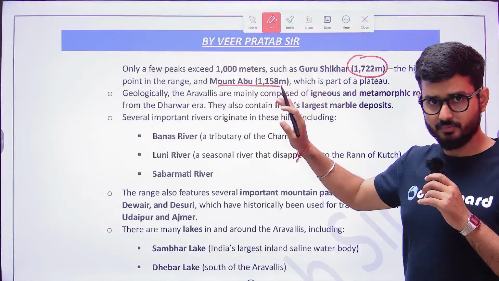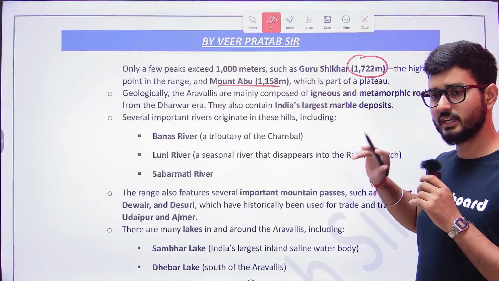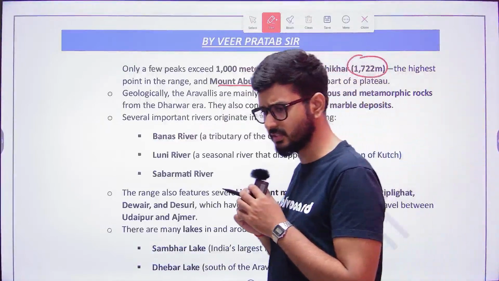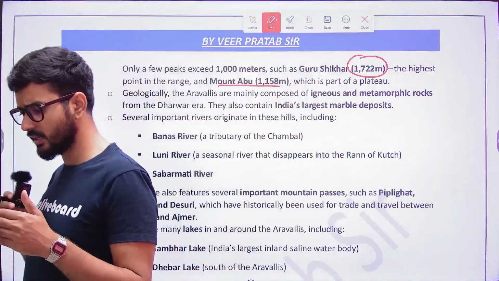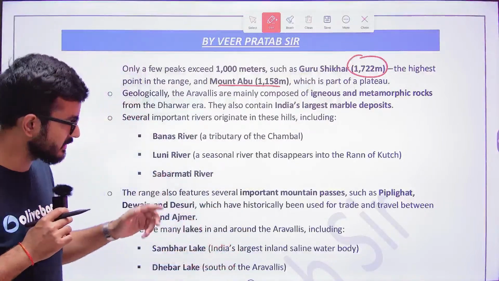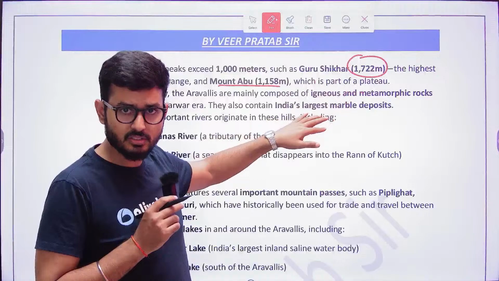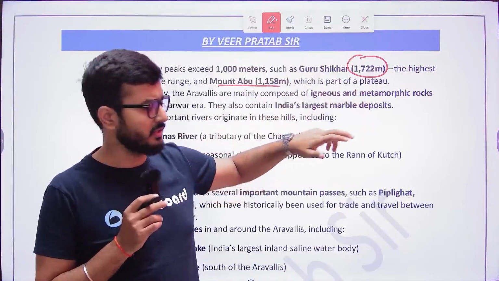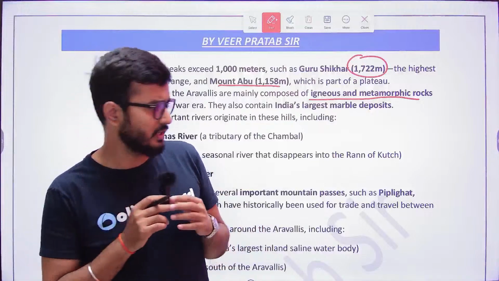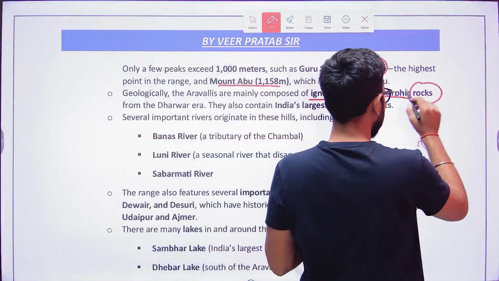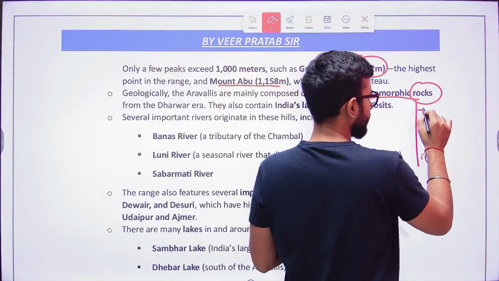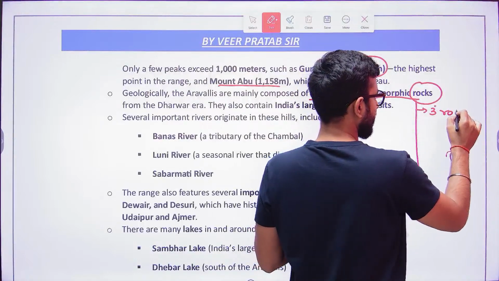What are the types of mineral deposits in the Aravali ranges? In the initial part of the session, I had told you that you will have to remember some important features of each mountain, including the rocks and deposits, whatever resources are found. The first is igneous and metamorphic rocks. These are types of rocks. In total there are three types of rocks.